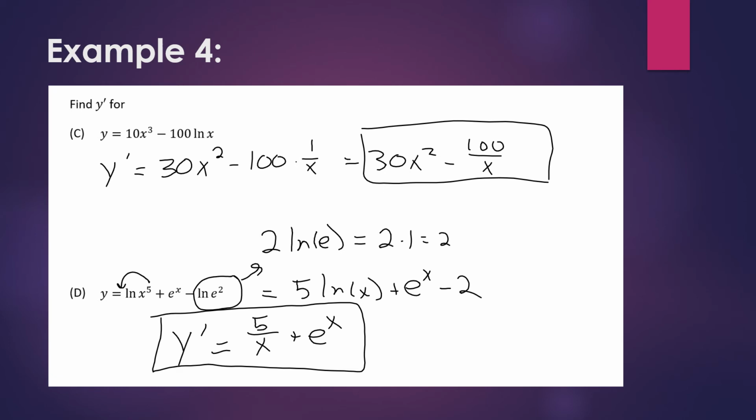So every once in a while, the logarithm will pop back up, and we just need to keep that in mind, because this is a constant. Even though it looks like it's a variable, e is a constant, so the natural log of a constant is still a constant, even if it's being squared.